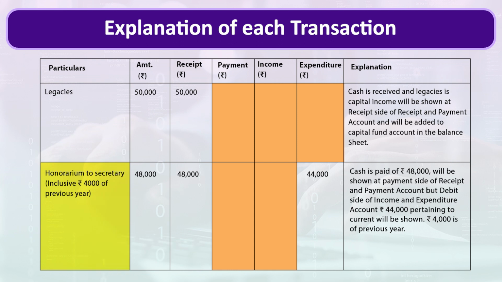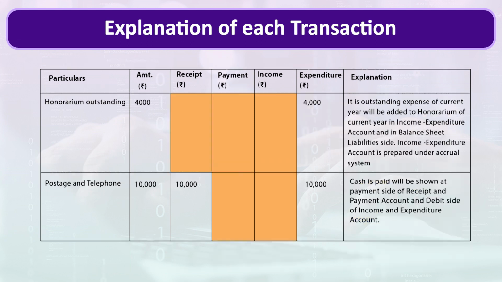Then there is honorarium to secretary, which includes rupees 4,000 of previous year. The amount is 48,000. Cash is paid of rupees 48,000. It will be shown at payment side of receipt and payment account, but on the debit side of income and expenditure account rupees 44,000 pertaining to current year will only be shown, as rupees 4,000 is of previous year.